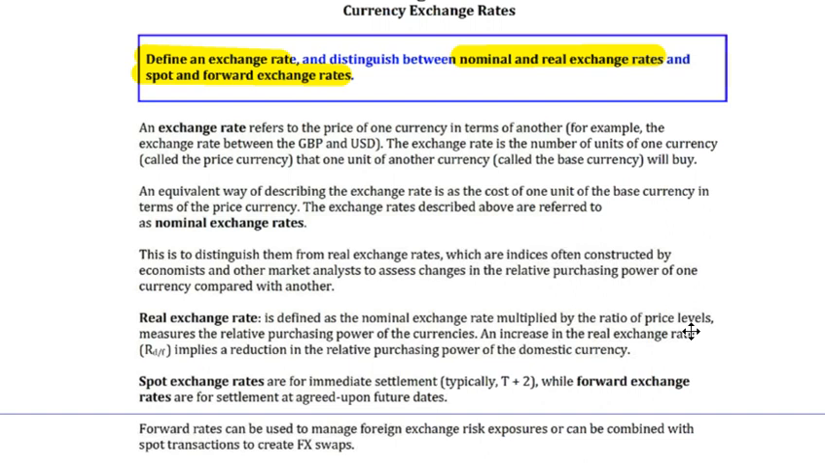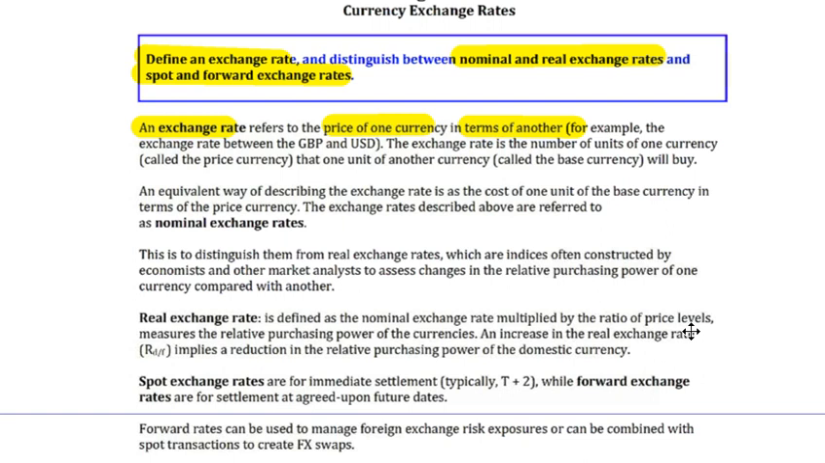What is an exchange rate? I'm sure everyone's familiar with that, but look at the words. I think that's the key. We know what it is, but let's just focus on the words for a second. It's an exchange rate: the price of one currency that we exchange in terms of another.